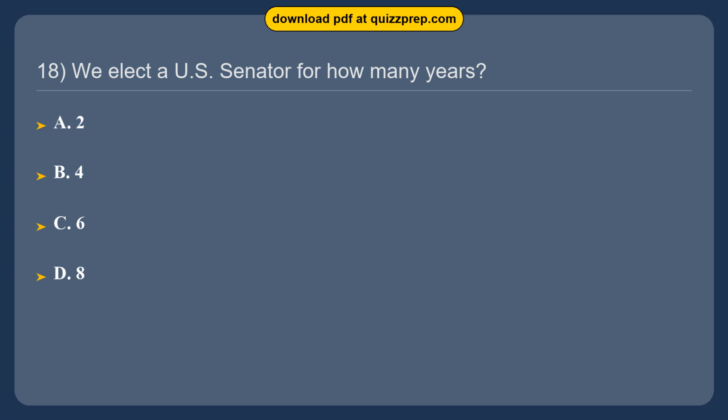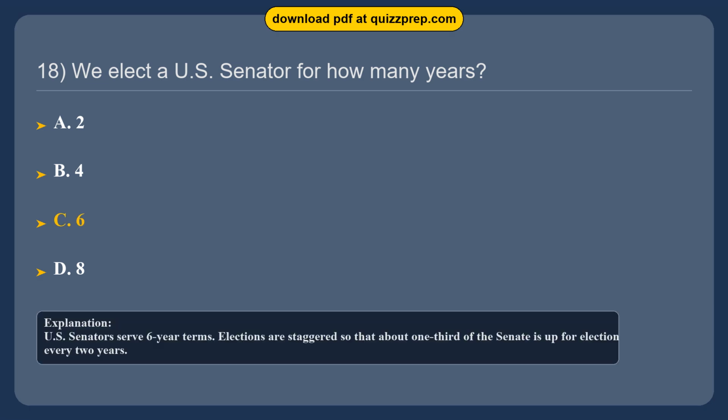Question 18. We elect a U.S. Senator for how many years? Option A. 2. Option B. 4. Option C. 6. Option D. 8. The correct answer is option C. 6. U.S. Senators serve 6-year terms. Elections are staggered so that about 1/3 of the Senate is up for election every 2 years.